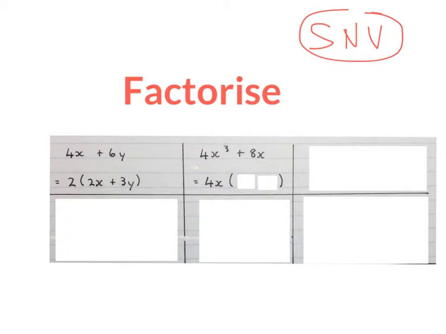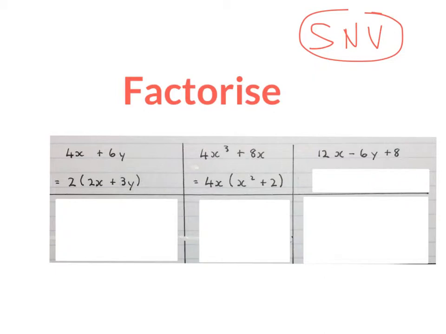I ask 4x times what will give me 4x cubed. Then we write x squared. Then you ask plus 4x times what will give me plus 8x. And that'll be plus 2. Please stop the video and see if you understand what happened here.